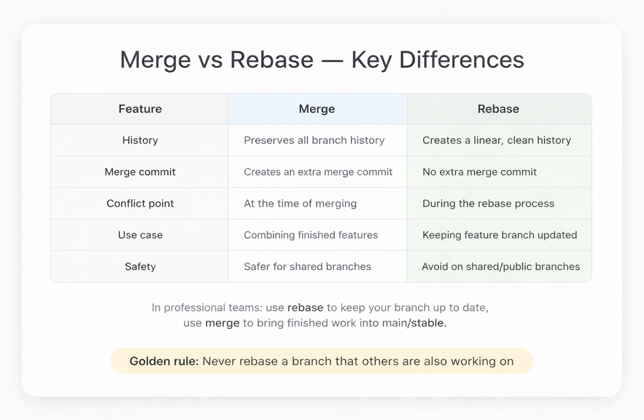However, there's an important rule. Never rebase a branch that other people are also working on. Rebase rewrites commit history, and if someone else has based their work on those commits, it causes serious problems. Rebase is safe on your own private feature branches. Merge is the safe choice for shared branches.